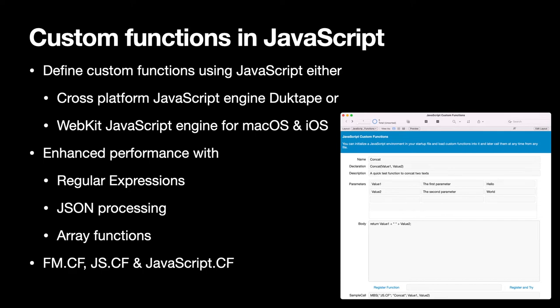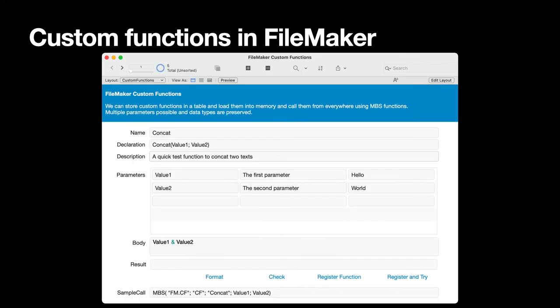All those custom functions in our plugin are handled by those three functions. So we have the JavaScript custom functions and the other JavaScript custom function. And we have the FileMaker custom functions, where you can actually store your calculations for custom functions in a database, load them into the plugin, and then execute them with our plugin. And here's the example database where we define a custom function using FileMaker expressions and call them with the MBS function fm.cf.